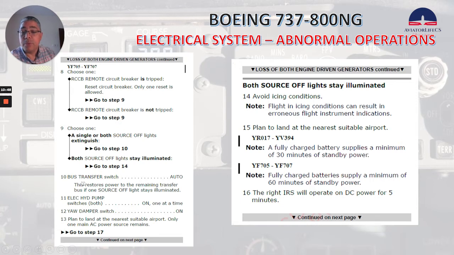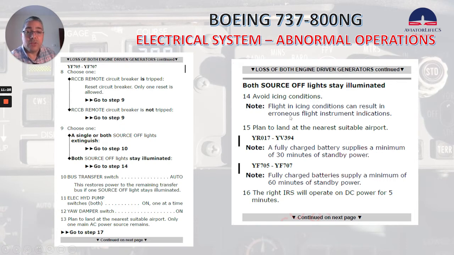Step 10 says bus transfer switch auto. This restores power to the remaining transfer bus if one source light stays illuminated. Electric hydraulic pump switches both on, one at a time. Yield amper switch on. Plan to land at the nearest suitable airport. Only one main AC power source remains. Go to step 17. Both source lights stay illuminated.